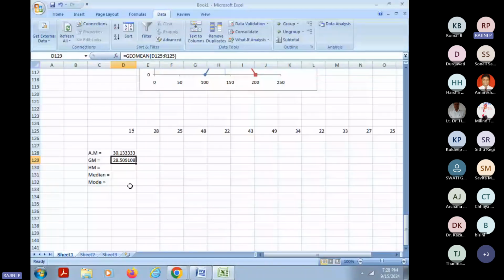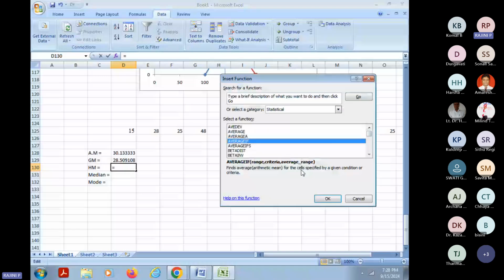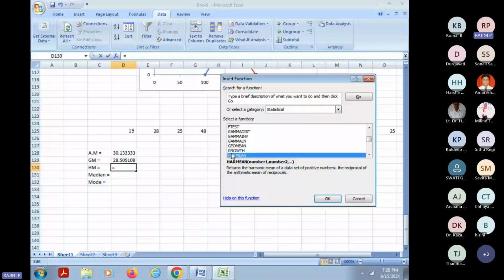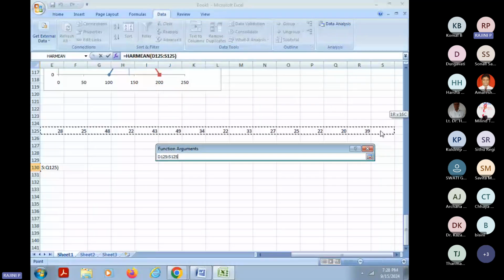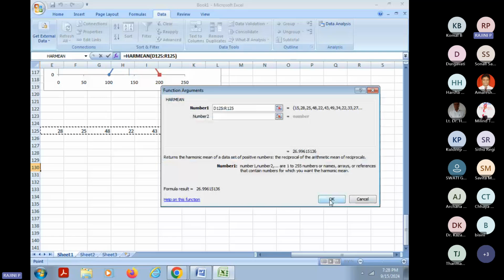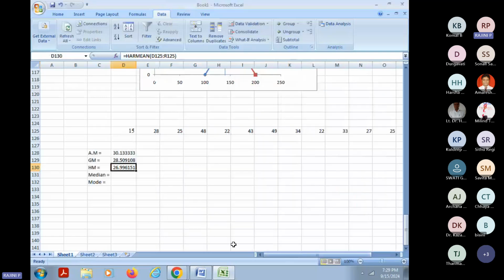Then harmonic mean. What is the harmonic mean? Just click on this function and then harmonic mean, H. Immediately you'll find harmean, which gives the harmonic mean. Then just select the entire data, whatever you have here in place of numbers, then OK. You'll be getting the harmonic mean.